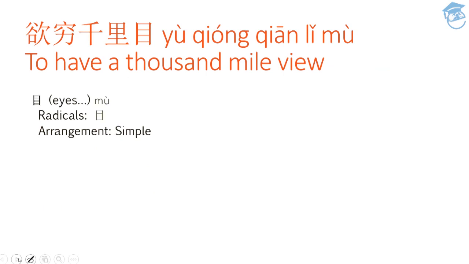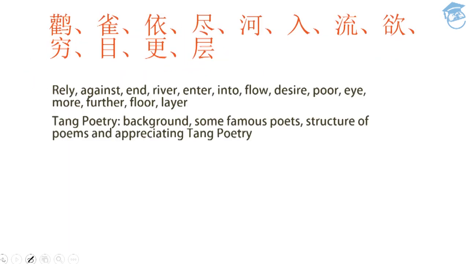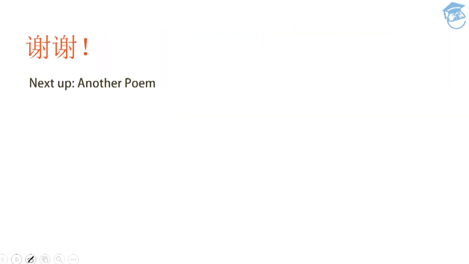Alright, so what have you learned in this lesson? It is the vocabulary. So you have learned how to say rely, against and river, etc. And also you have learned Tang poetry, the background, some famous poets, the style of the poets, and the structure of the poems, and know how to appreciate the Tang poetry because it follows a strict rhyme rule, and also the tonal rule, and also having the beauty of symmetry, as I have explained just now. Okay, so I hope you find this lesson interesting.